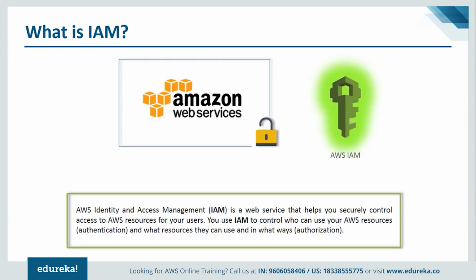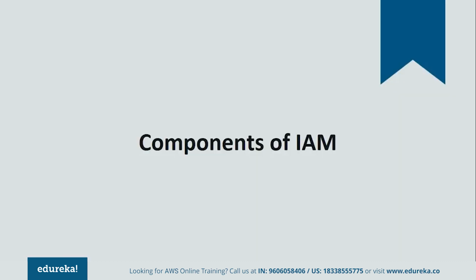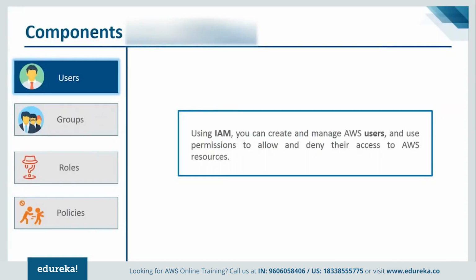But IAM is not only about creating users and creating policies. There is more to IAM, and hence we'll be discussing the different components of IAM now. So let's go on and see what the different components are. There are basically four different components in the IAM service. The first is users, then we have groups, then roles, and then policies. The way we are going to go about these is, first I'm going to explain each component in IAM, and then we're going to see how we can create them in the AWS console.